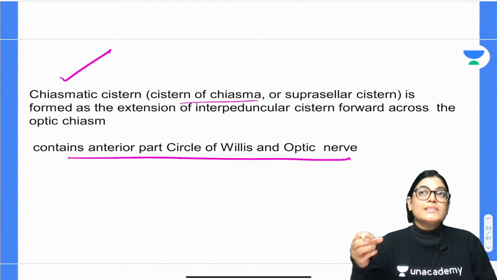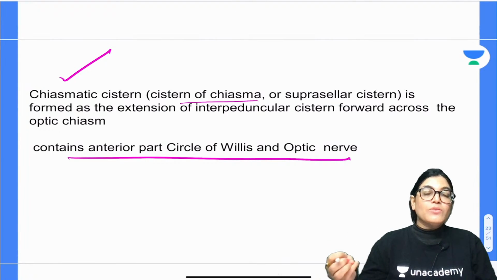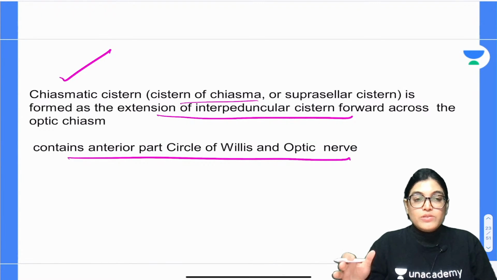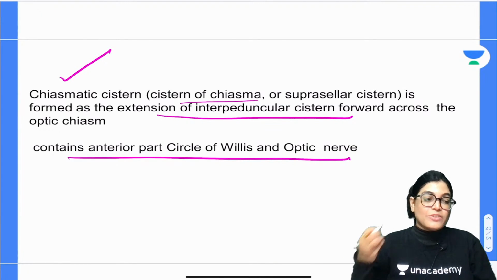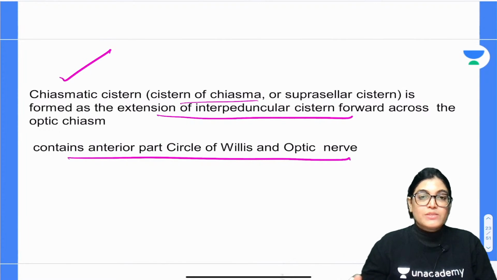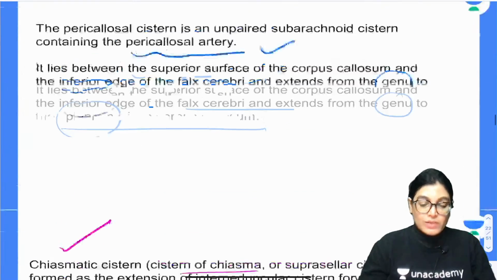It is actually considered to be the extension of the interpeduncular cistern. The interpeduncular cistern is located on the base of the brain, and it is running across the optic chiasma. So, the extension of the interpeduncular cistern is called the chiasmatic cistern. It is the extension of the interpeduncular cistern.